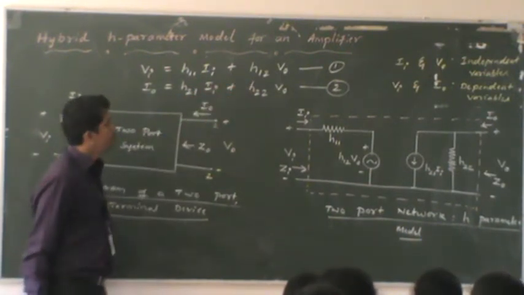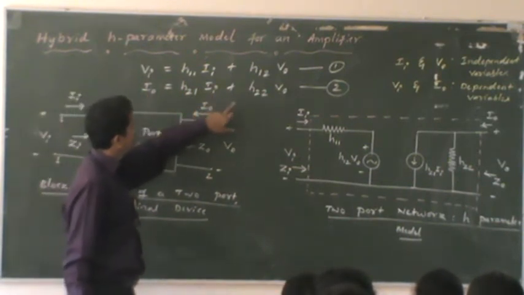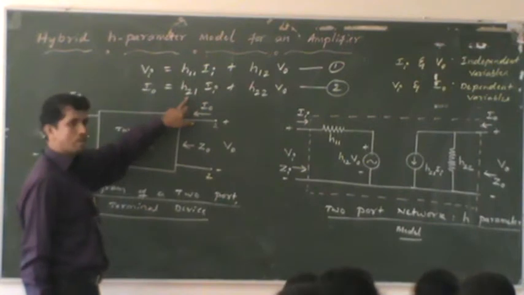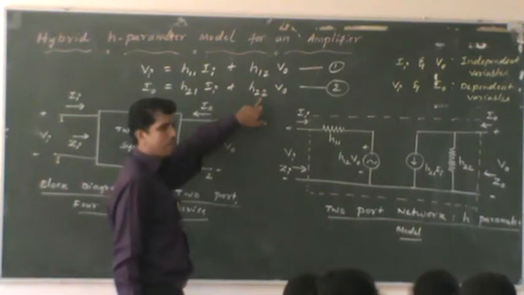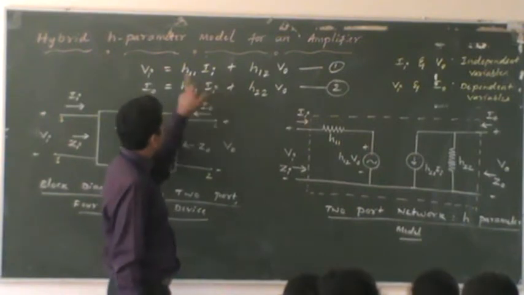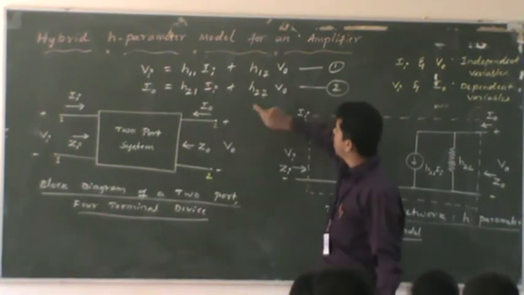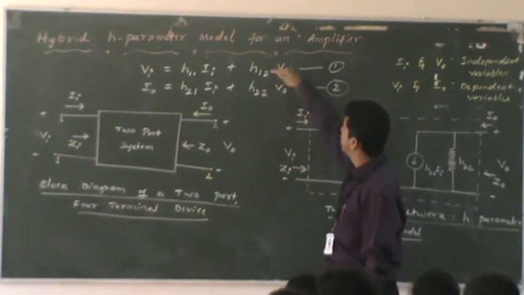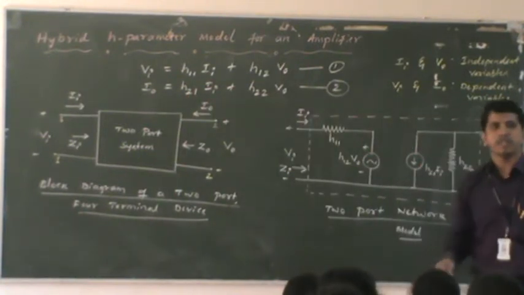Look at h21 in the second equation: I0 is equal to h21 times Ii plus h22 times V0. So h21 is a parameter which belongs to the output as well as the input. Lastly, we have the hybrid parameter h22, which belongs to the output port only, a dedicated output port. So h11 belongs to only the input port, h22 belongs to only the output port, and the interrelated parameters are h12 and h21. If you understand these basic equations, this entire chapter becomes much easier.